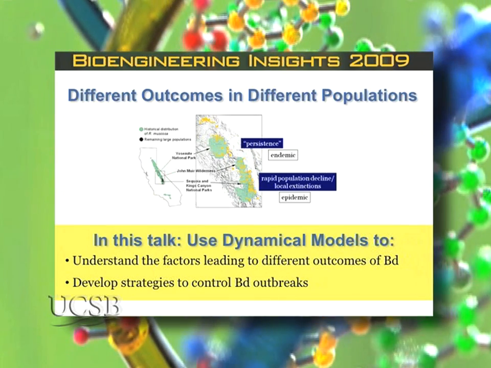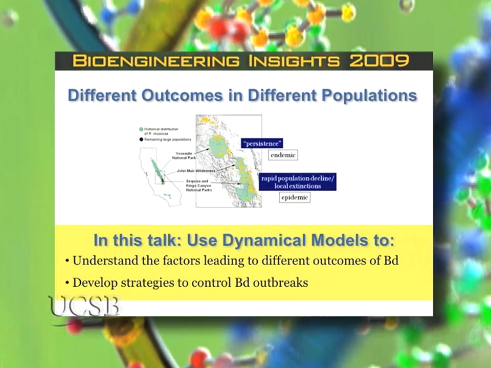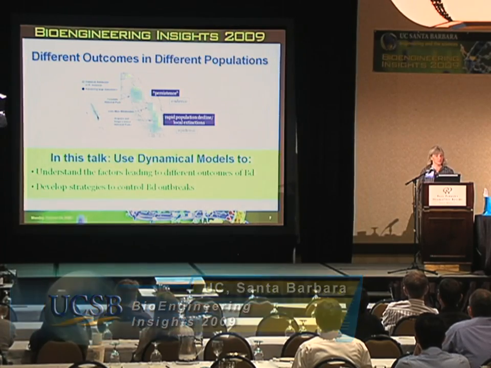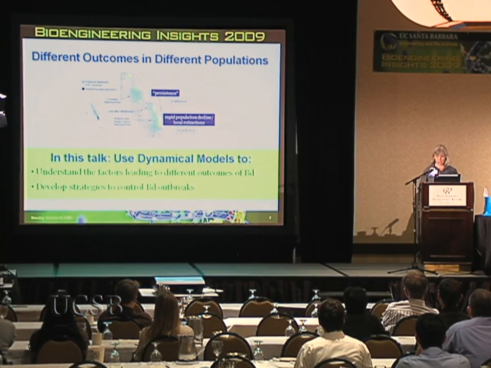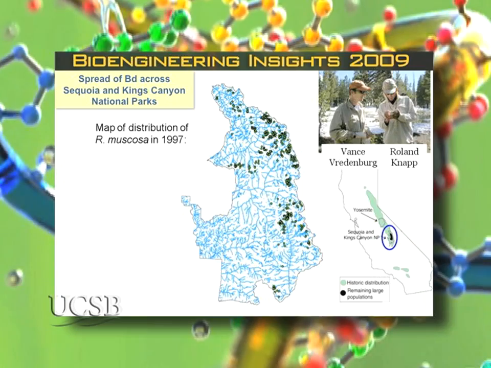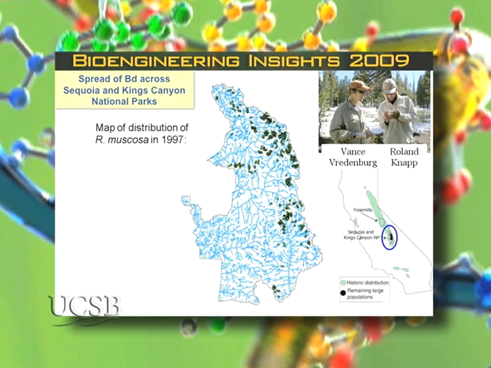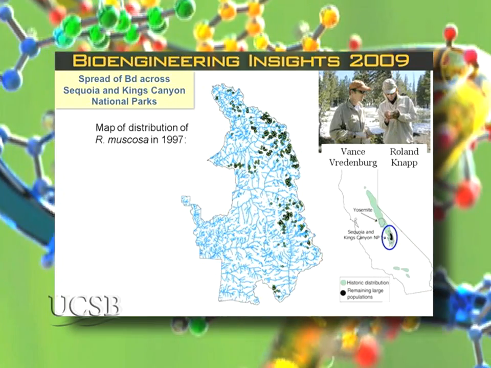frogs with the fungus. And so what I've been doing, and what I'm going to try to do in this talk, is to use the dynamical models to first understand what types of factors lead to these different outcomes of this pathogen, and then to develop strategies to control these outbreaks. So this is just to give you an idea of what's going on in the southern parts of the Sierra.